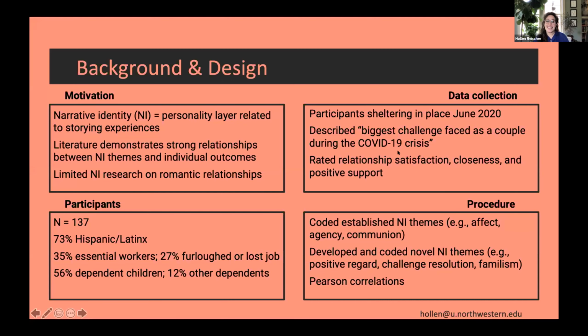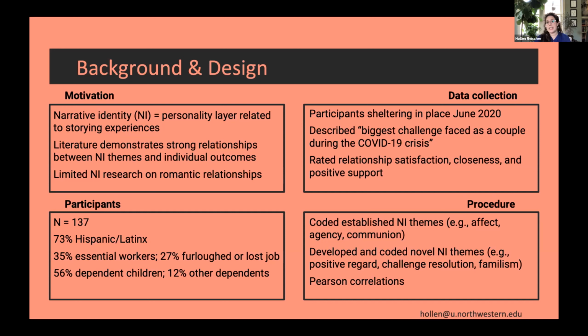As a narrative identity researcher, I'm interested in the layer of personality related to how we make meaning of our life experiences to help make sense of who we are through our life stories. And the narrative identity literature demonstrates a number of strong relationships between various narrative identity themes and individual outcomes such as Big Five personality traits or mental health. But there's very limited narrative identity research related to romantic relationships.